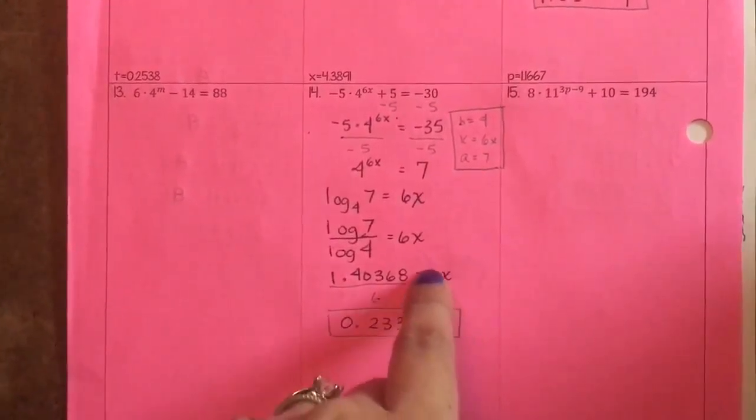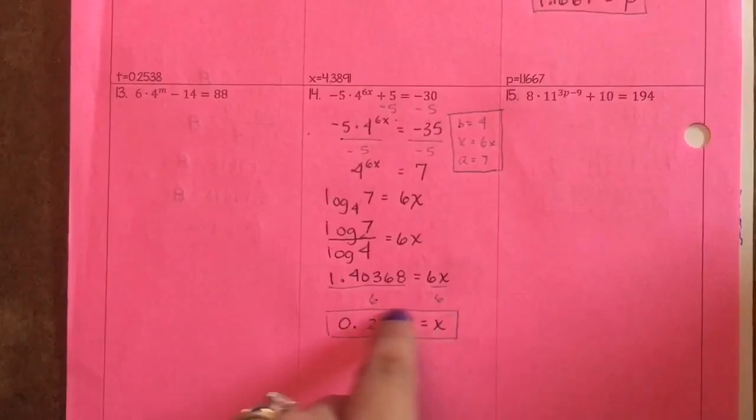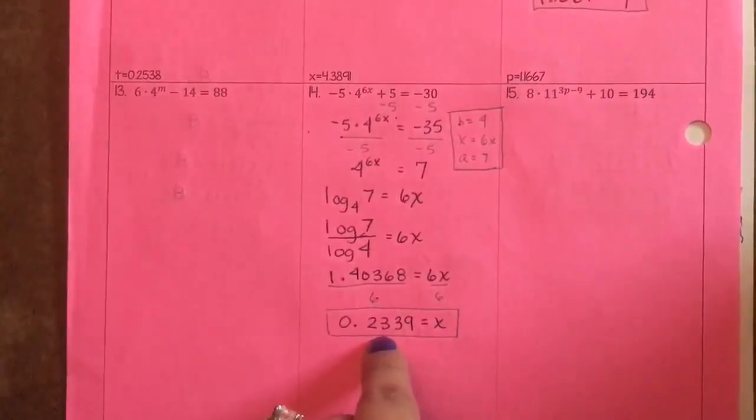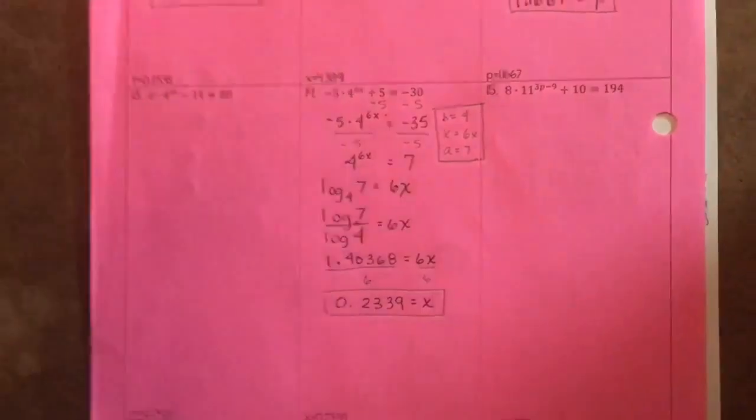Our final step in solving for x is to divide both sides by 6, leaving us with 0.2339 equals x.